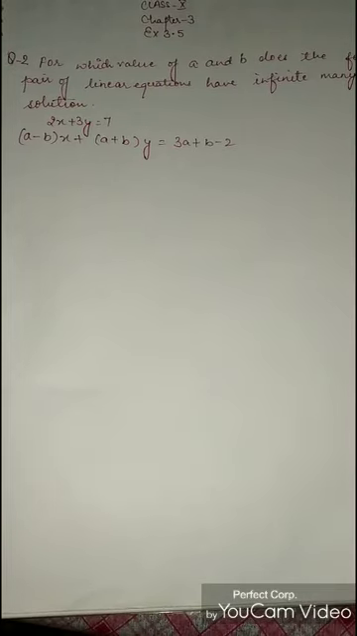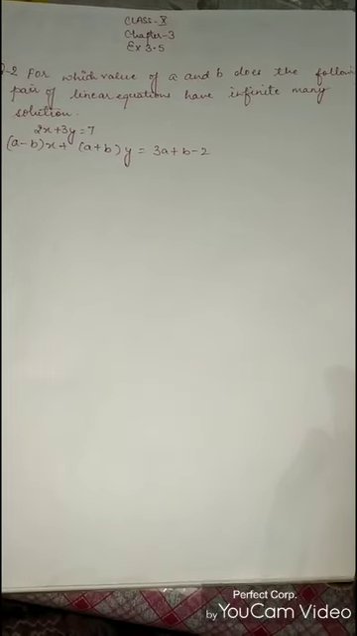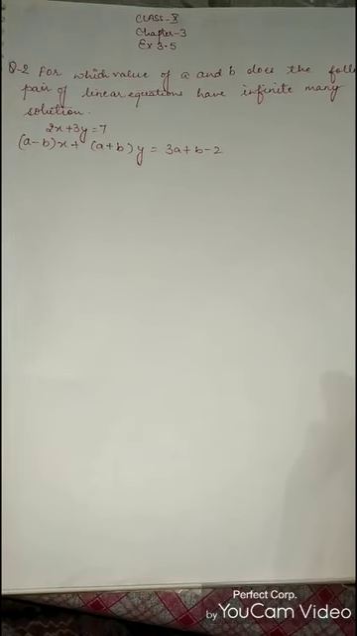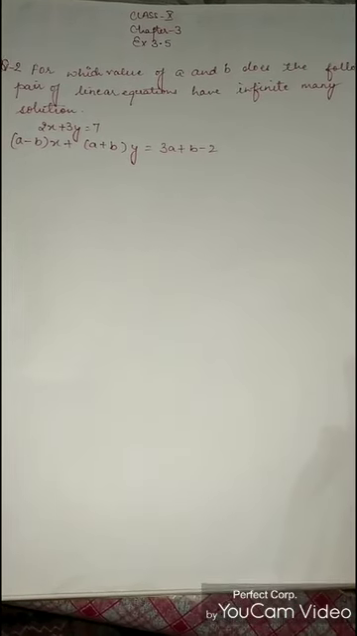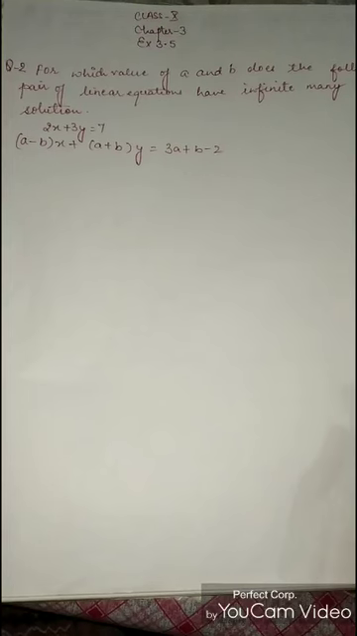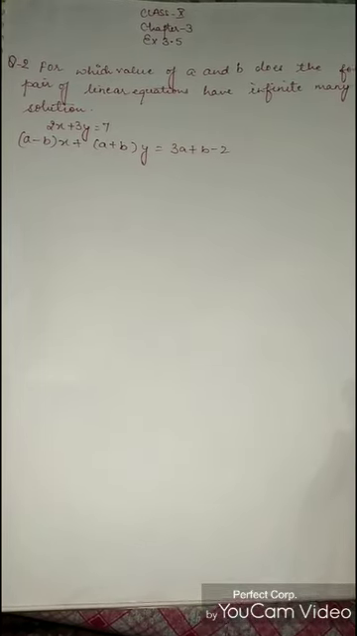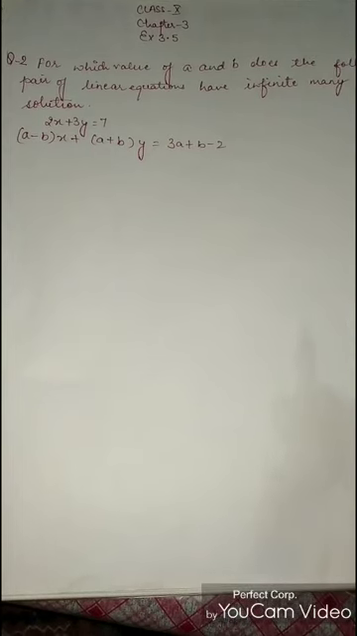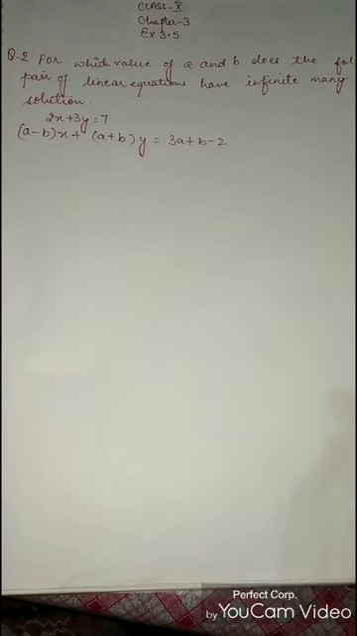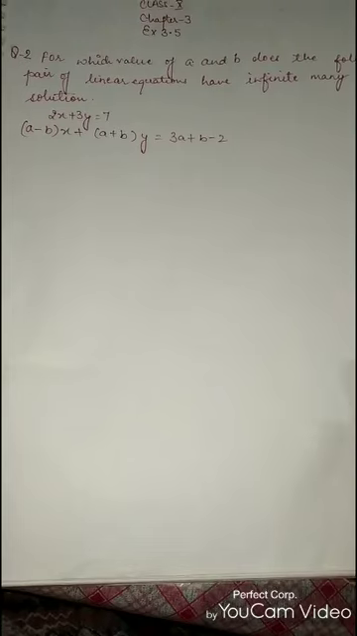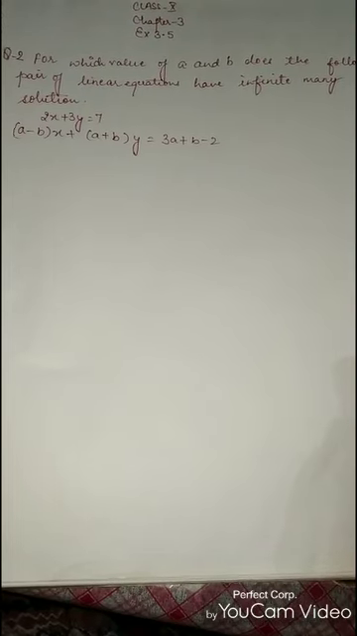What is question number 2? So, let us read it. For which value of a and b does the following pair of linear equations have infinitely many solutions? So, we have to find the value of a and b, so that when we substitute the value of a and b in equation 2, we'll get a pair of linear equations having infinitely many solutions. Okay, so first we have to write what was the relation for infinitely many solutions.